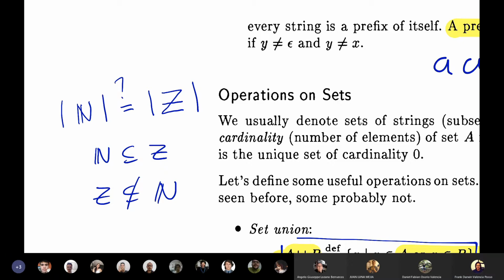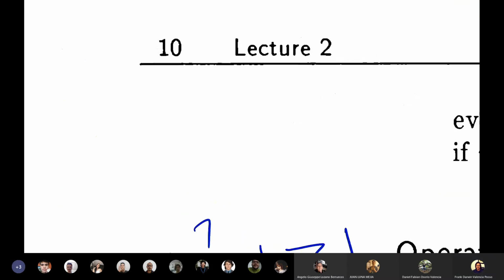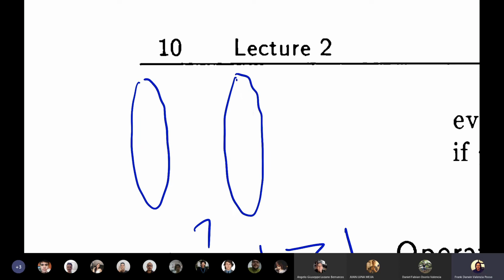Therefore, they have the same cardinality, because to every element of this one, you can associate an element of this one injectively, as Daniel pointed out. Basically, what he's saying is, here I have the positive and negative integers. So you have 0 here, -1, -2, then you have 1, 2. And in this one, you only have 0, 1, 2.